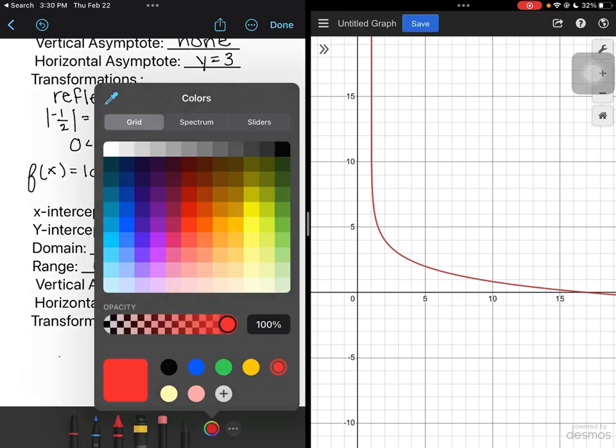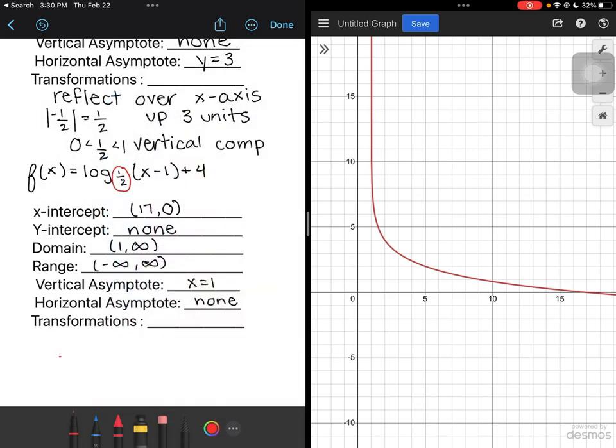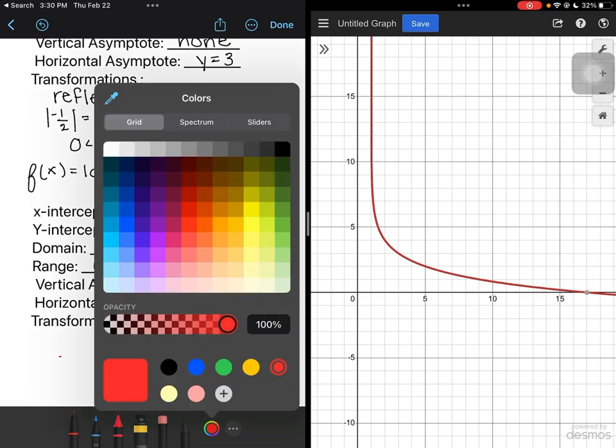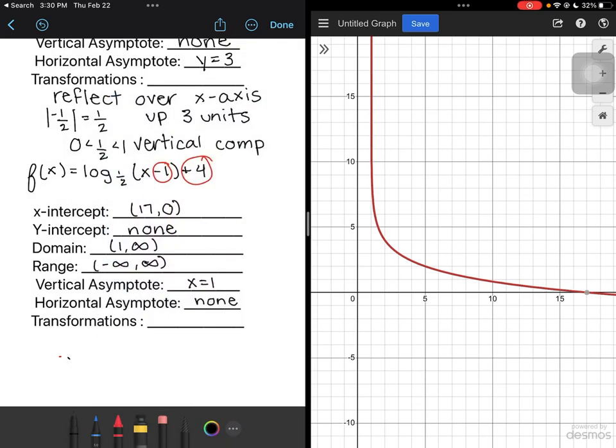And then this one has a couple more transformations here. Oops, not the 1/2, the minus 1 and the plus 4. So we said inside is opposite. So the minus 1 on the inside becomes a plus 1. So it moves 1 unit right. Okay. And then the 4 on the outside moves it up or down. So we have 4 units up.